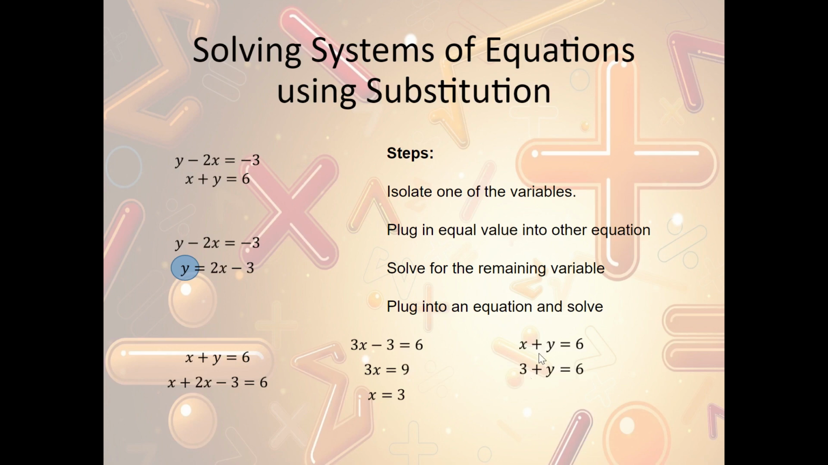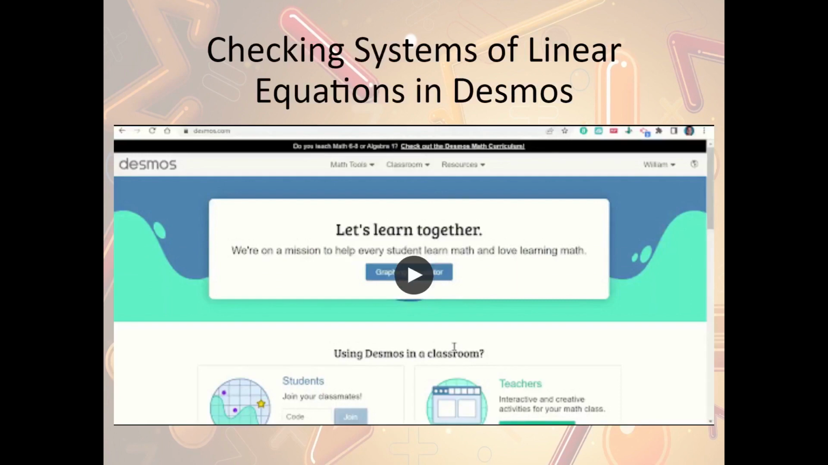Subtract 3 from both sides to get y by itself. And I get 6 minus 3 is 3. So x is 3 and y is 3. Now there's a video here that shows you how to check systems of linear equations in Desmos. So go ahead and watch that video.